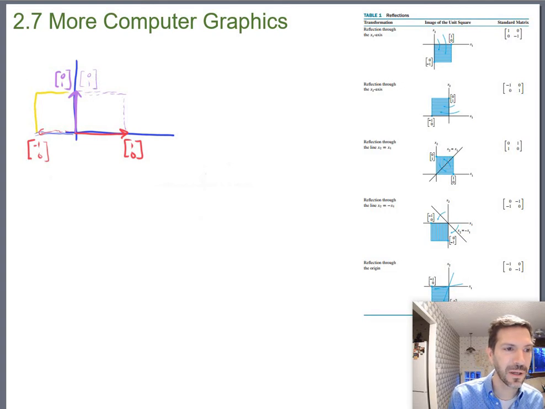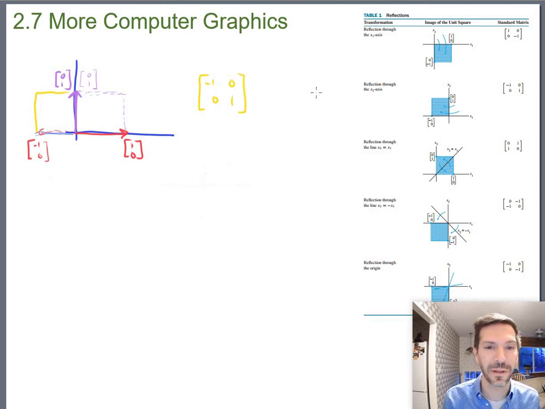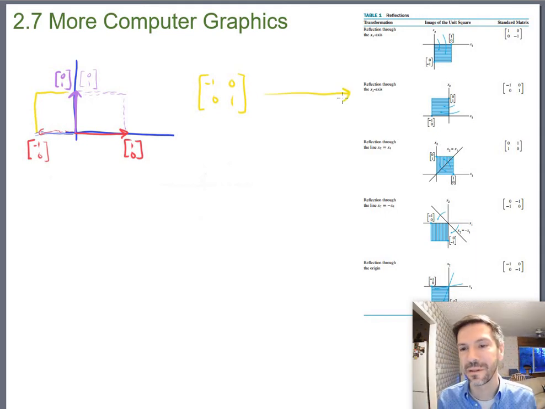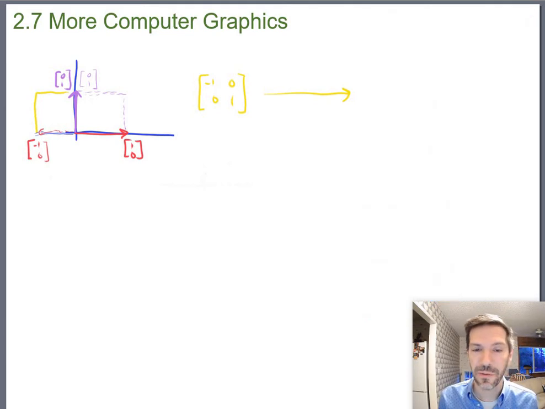So the transformation matrix that flips all points over the y-axis will be the image of 1, 0, which is -1, 0, and the image of 0, 1, which is still 0, 1. So there's the transformation that flips things over the y-axis or x2 axis, and you'll notice that happens to be one of the things that's in the table. But if you want to do something that's not in the table, you do it that same way. Just draw the unit square, draw the new unit square, the transformed unit square, and just write down the images of 1, 0 and 0, 1. Okay, so much for the table.